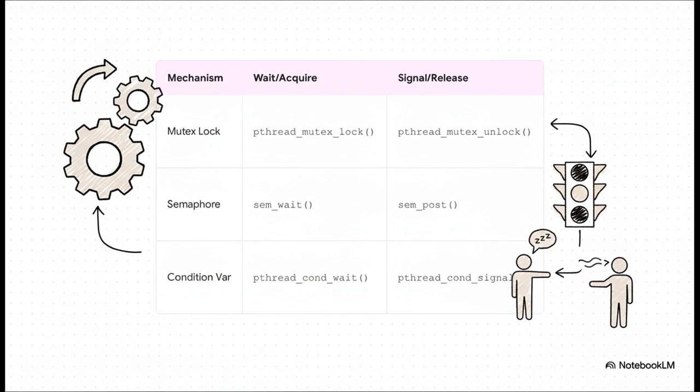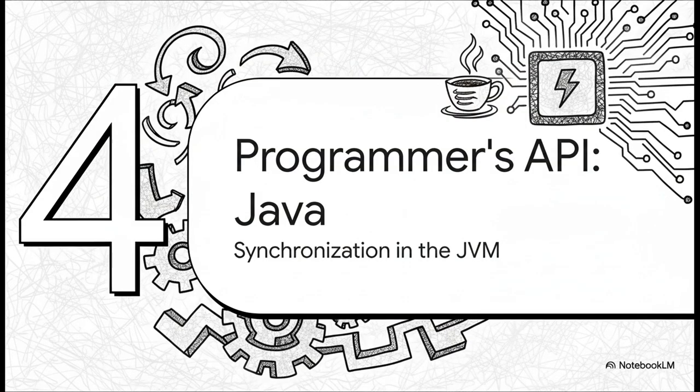And for those more complicated situations where one thread needs to wait for a specific condition, you've got condition variables. One thread calls pthread_cond_wait to go to sleep, and another calls pthread_cond_signal to wake it up. And please remember this. You always use a condition variable with a mutex. They're a package deal. All right, let's switch languages now and head over to Java.